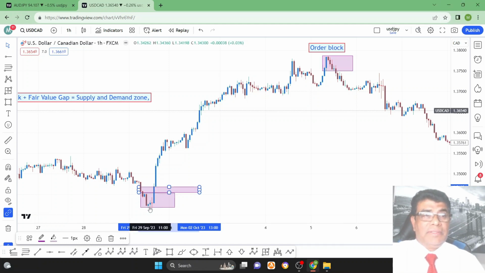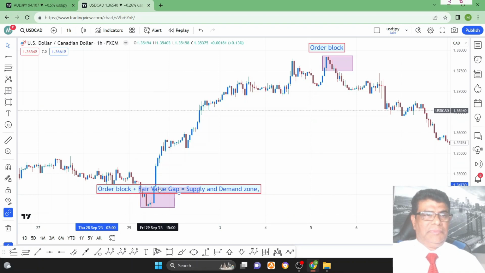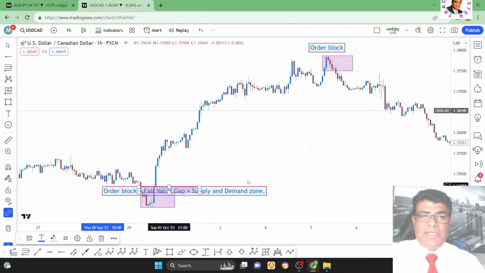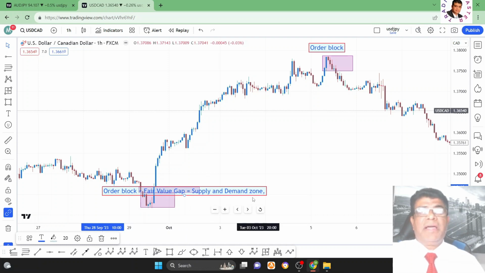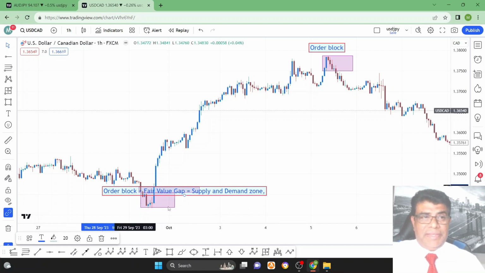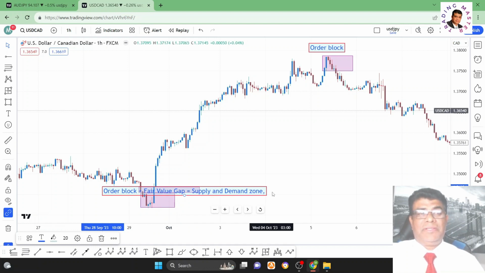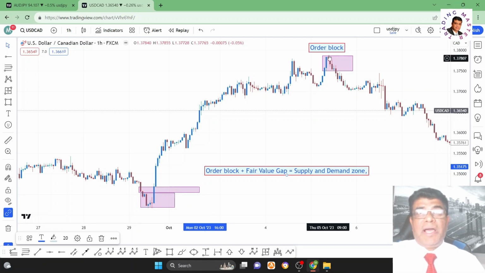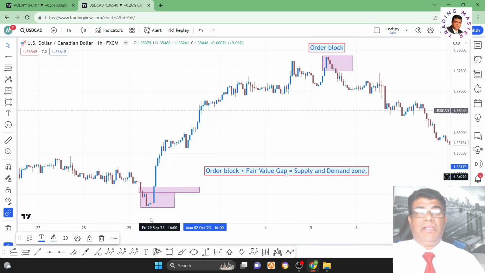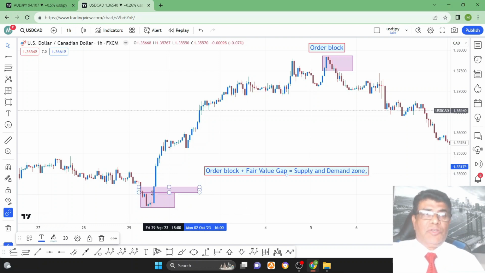So when you have an order block plus a fair value gap, now this whole area becomes a supply and demand zone. Look at this, it's the easiest and quickest way you can find a supply and demand zone. This order block plus the fair value gap equals a supply and demand zone. Okay, so now this area is the demand zone, because supply is usually when you sell, demand is when you buy. So from here is the demand zone.